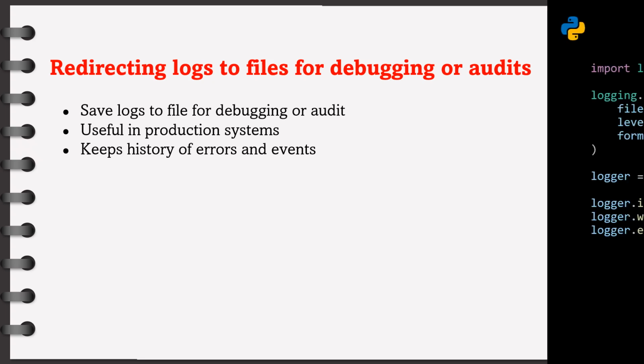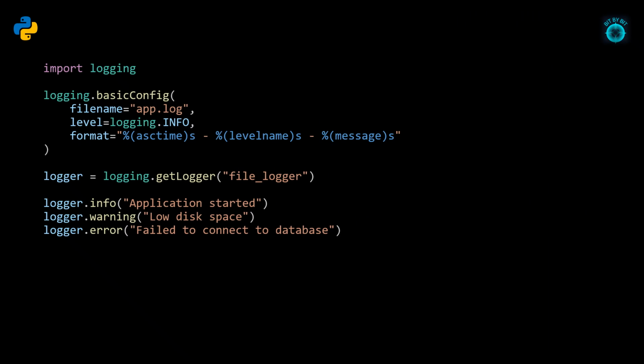In this example, we configure logging to write into a file called app.log. The format includes a timestamp, the log level, and the message. When we log 3 messages, they are written to the file named app.log instead of the console. This is a standard way to collect logs in real projects.